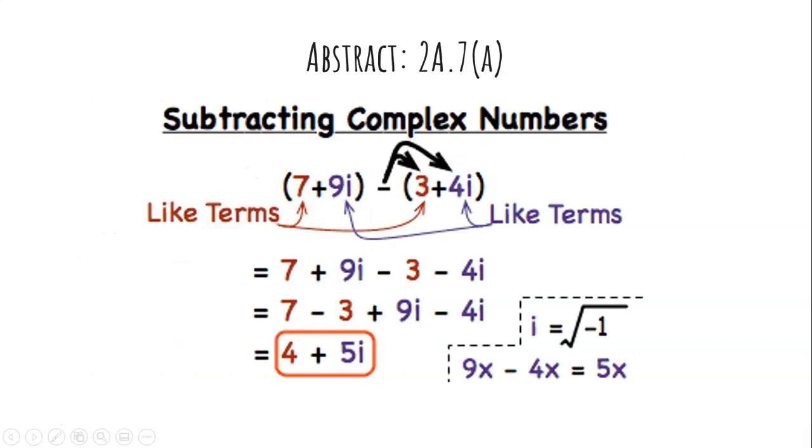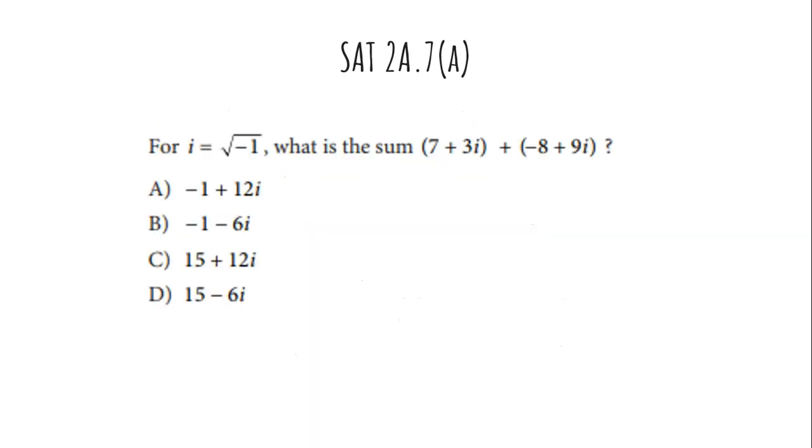Here, we can use this model to represent 3 plus 5i plus 4 minus 3i to equal 7 plus 2i. An abstract example would not include a representation. Take a moment to review the abstract example below. Here is an SAT example, adding or subtracting complex numbers.